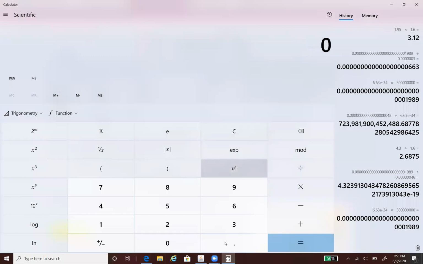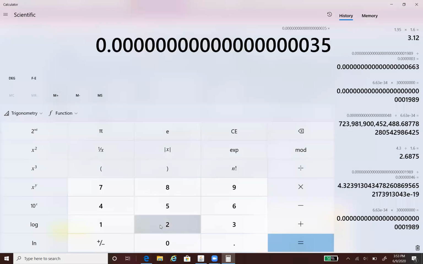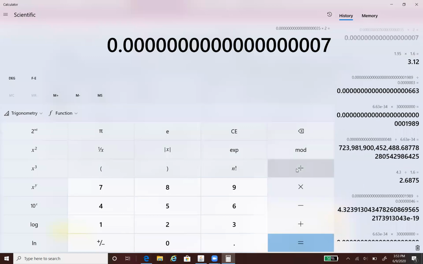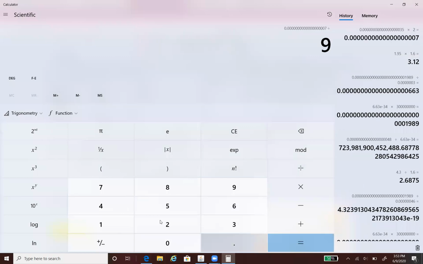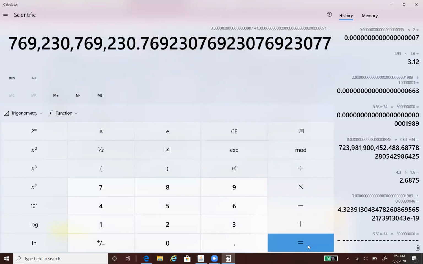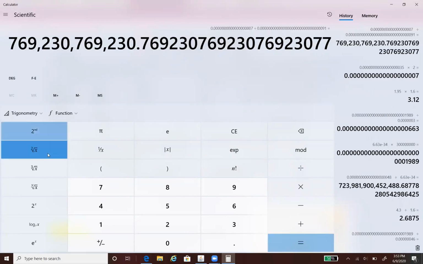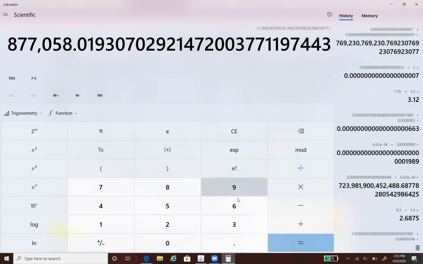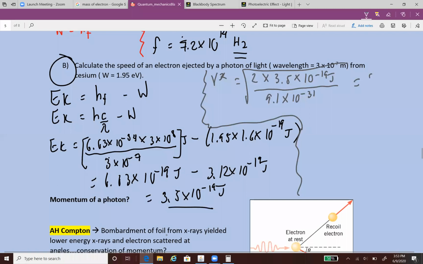So what do we say? 3.5 to the exponent minus 19 times 2 divided by 9.1 to the exponent minus 31. So 8.8 times 10 to the 5, which is a reasonable answer. Okay. All right.